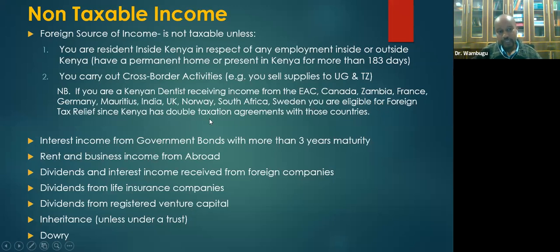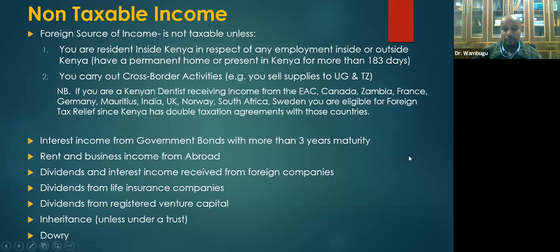So it actually makes sense, when you're working in a country, that the rate of tax is lower than it is in Kenya. Now, other sources of non-taxable income include government bonds with more than 3 years maturity. If you invest in government bonds with more than 3 years maturity, the interest income you earn from the government is non-taxable. If you rent out property which is abroad, that is non-taxable. If you have a business that operates abroad, that is also non-taxable. If you get dividends and interest income from foreign companies that have no residence in Kenya, that is also not taxable. If you invest in a life insurance company here, the dividend you get from there is non-taxable.